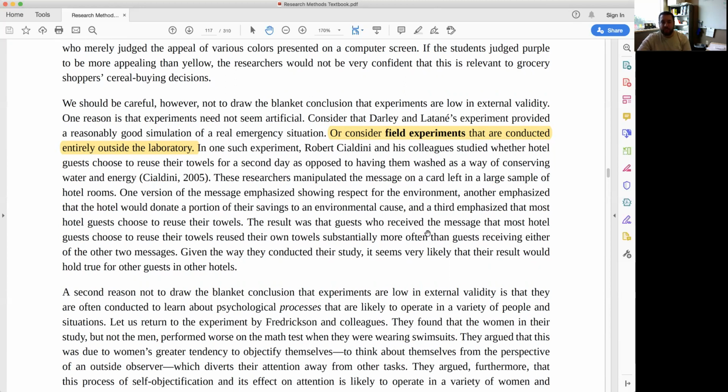The result here was that guests who received the message that most hotel guests chose to reuse their towels reused their own towels substantially more than guests receiving the other two. Because this was done in the field, there's no reason really to question if we would see the same findings in other hotels in other areas of the country, because the idea is that it generalizes well to hotels in general: if you put a message about how other hotel guests reuse their towels, you will likely see an increase in towel reusage.